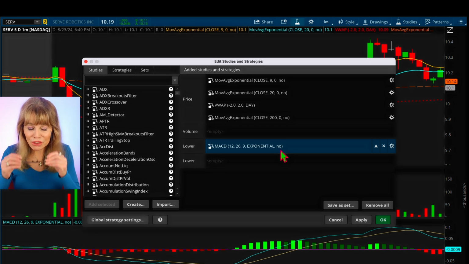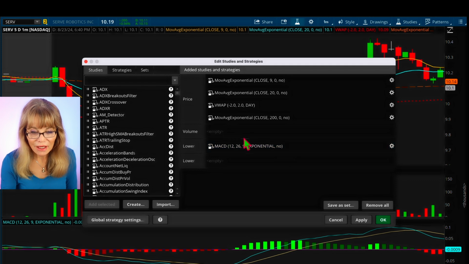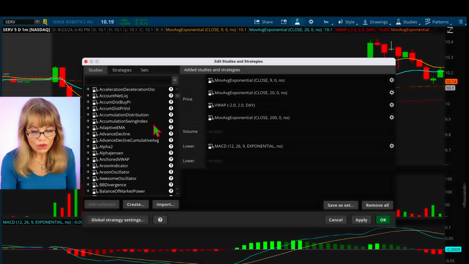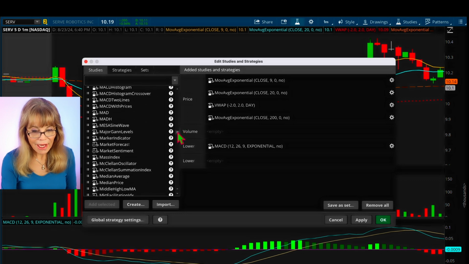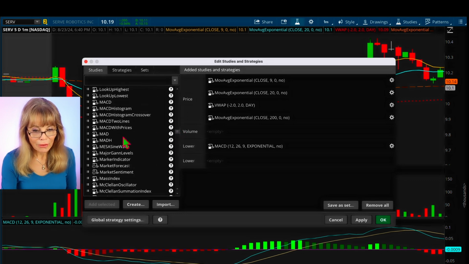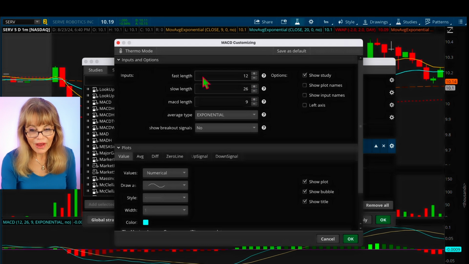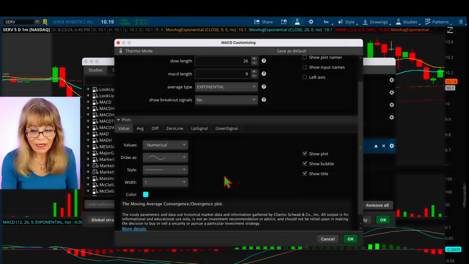You could change its colors, but here we go in Thinkorswim, you can see that there's the 12, the 26, and the 9. So how to add it is when you go here to studies, you can actually scroll down to the M, look for MACD, and click and add that, and it will pop it right onto the right-hand side here. Then you can click the little gear icon, and you can see that the fast length is 12, the slow length is 26, and the MACD length is 9. So that's basically the signal line. You can see my colors here. I've got it colored blue.